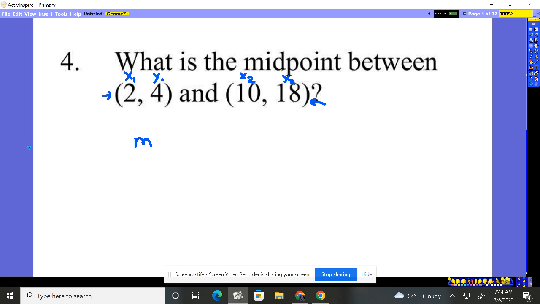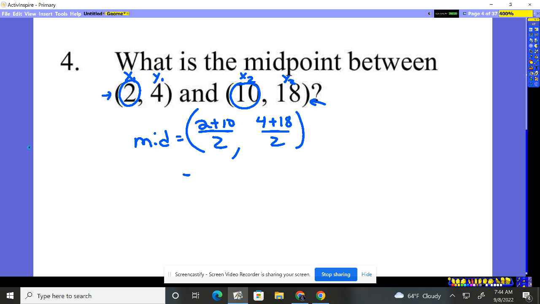So the midpoint, we'll just say mid. We're going to add our X's together, 2 and 10, and divide by 2. For our Y's, we'll add them together, divide by 2, and we'll have our answer. So that's simple. 2 plus 10 is 12 up top, divided by 2, 6. 4 plus 18 is 22. 22 divided by 2, 11. There's the middle point between these points. One is right here, the other's up here. The middle between them is at 6, 11.